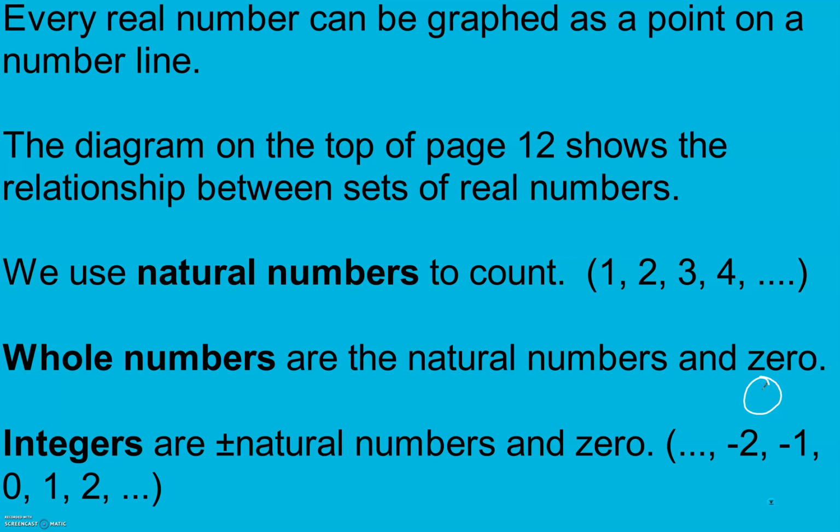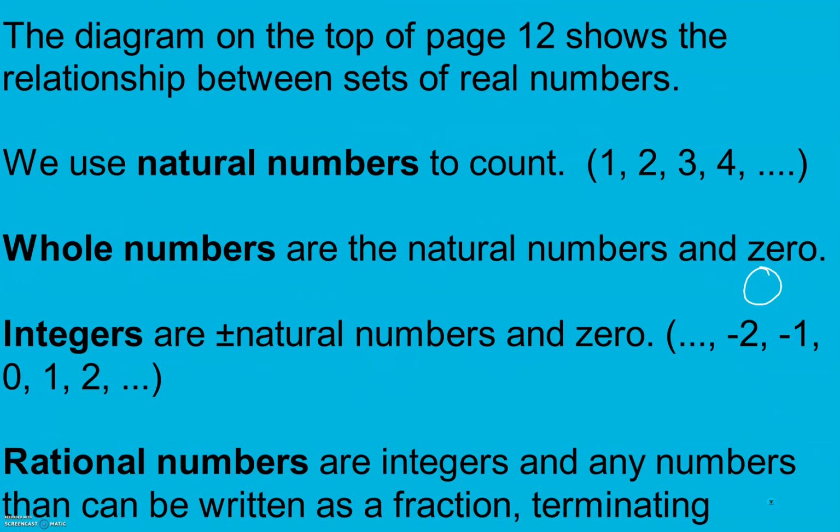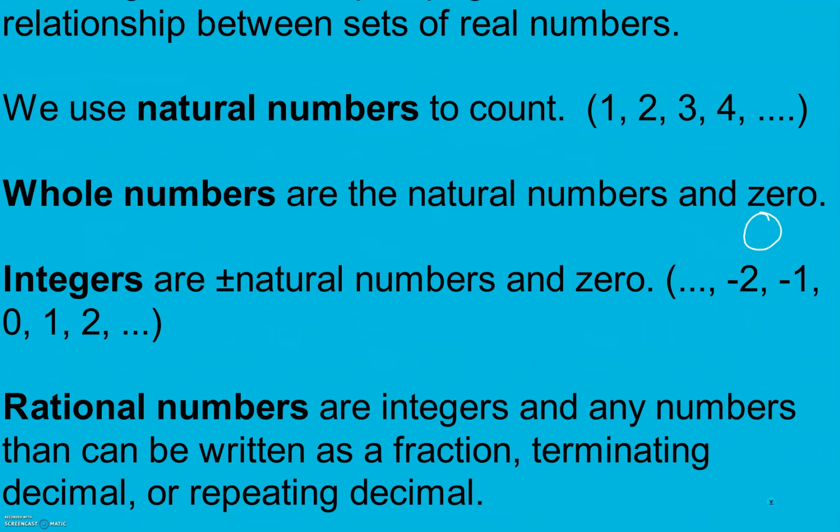Integers are plus or minus the natural numbers and 0. So it's all of our natural numbers and their opposites, and then 0 obviously as the whole number. So -2, -1, 0, 1, 2, and it continues in both directions, but it doesn't include any decimals or fractions.